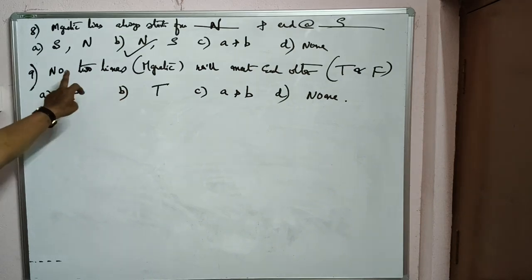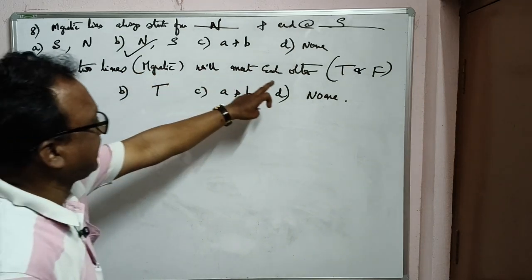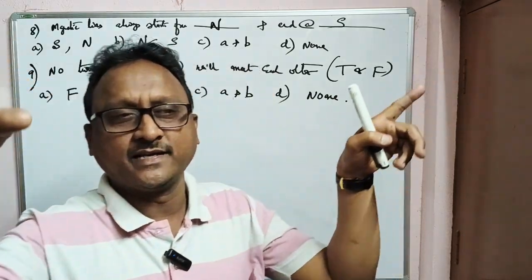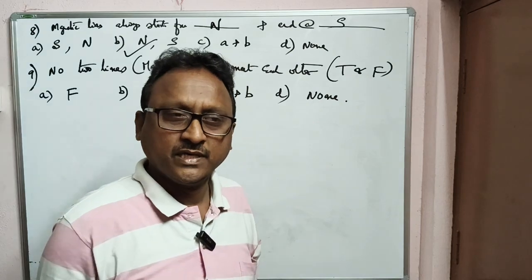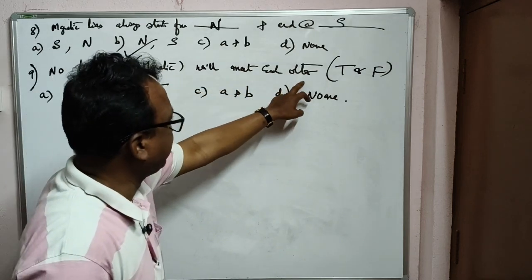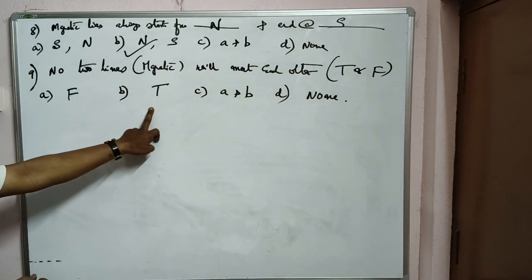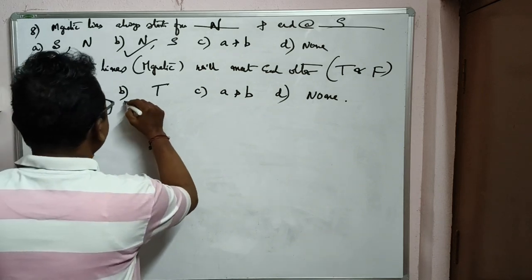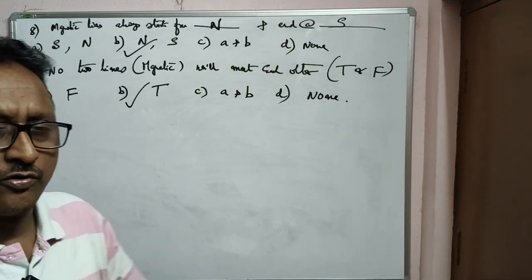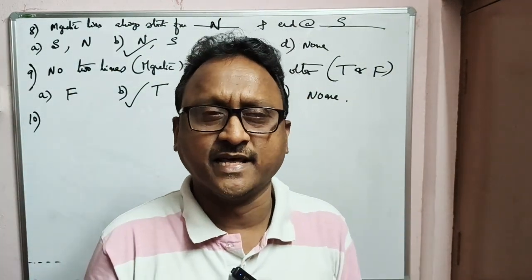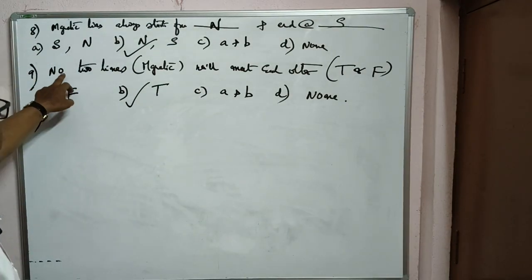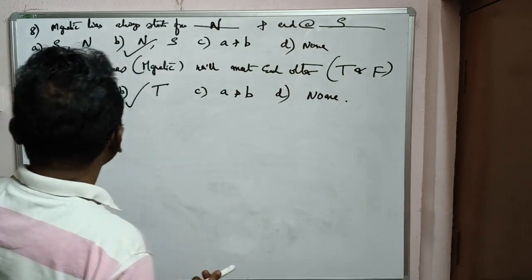So what is the answer for this one? No two magnetic lines will meet each other. I told you the concept. If they meet each other, the resultant will be in two directions, which cannot be found out. It is difficult. Therefore, the statement that no two lines will meet each other is true, it is not false. Okay? So the answer is B. No two magnetic lines of force will meet each other. If they meet, the resultant will be in two directions. The statement is true.